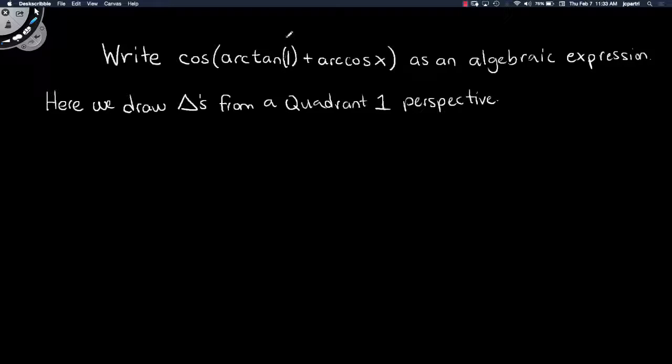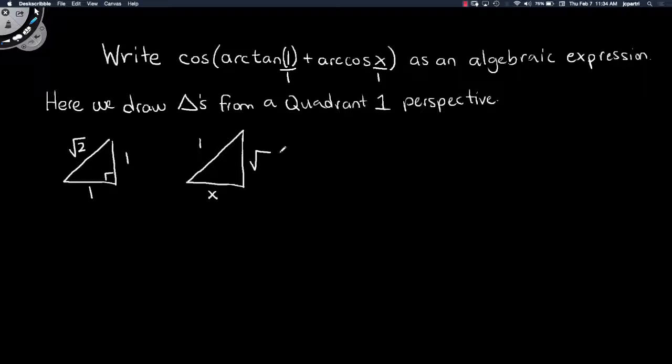Now, okay, we're focused here, please. 1 is the same as 1 over 1, is that correct? Okay. So the first one, tangent is opposite over adjacent. So 1, 1, and so the hypotenuse is the square root of 2. Now the second triangle, I'm going to have to put that as x over 1. And cosine is what over what? Adjacent over hypotenuse. So that makes the opposite the square root of 1 minus x squared. Okay?